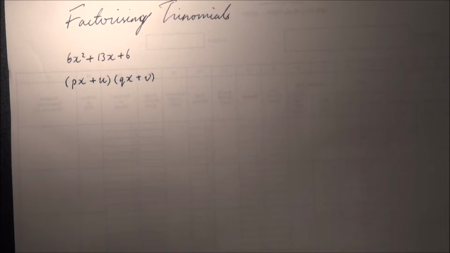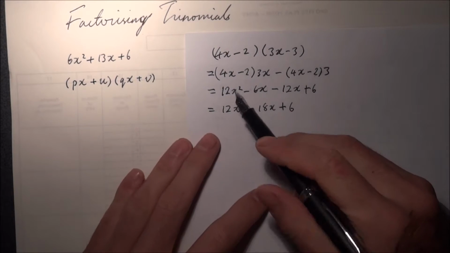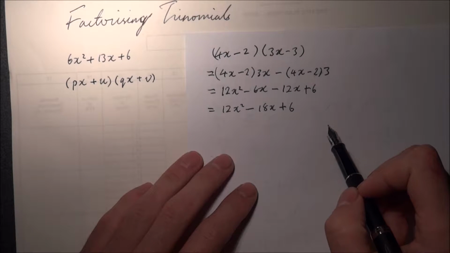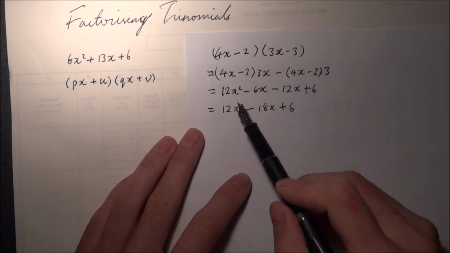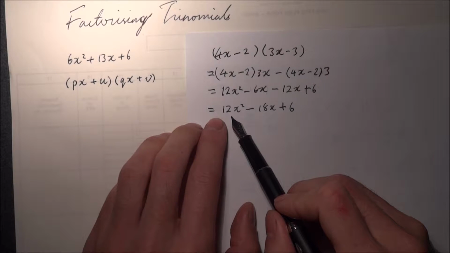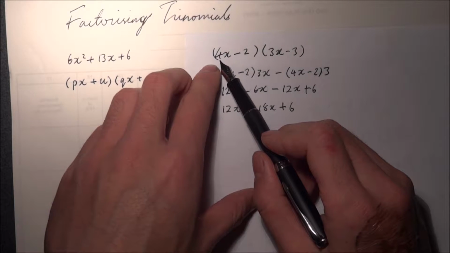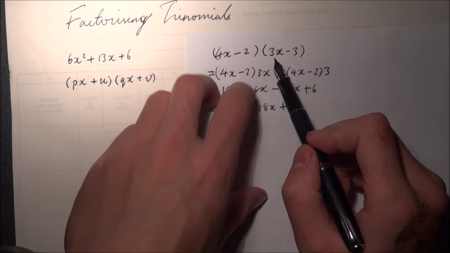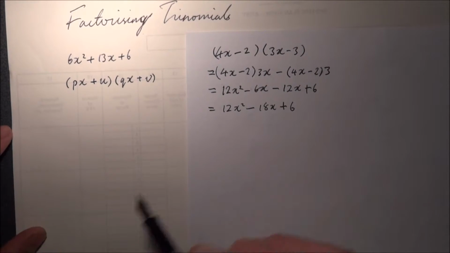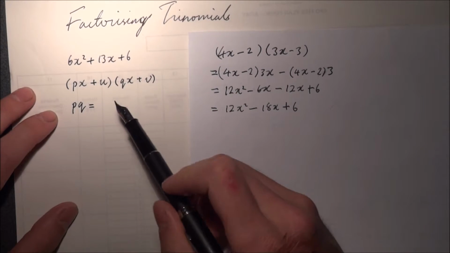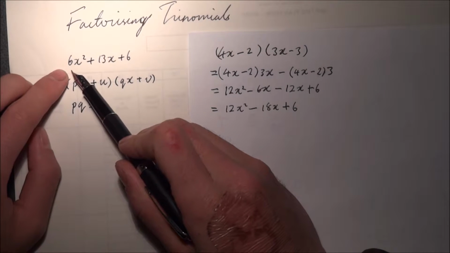Well, if you compare it to our example here, as you can see, the coefficient of x squared is the product of the first binomial's and the second binomial's x coefficients. So p times q here has to equal 6.